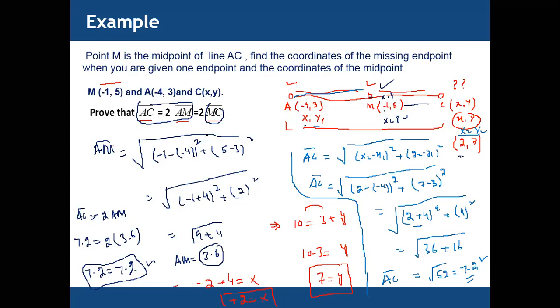Okay. Any question regarding this problem? All clear? Okay. Great. Perfect. Excellent, Farida. So here, Sir, what formula did you use for AM? Distance formula, because it's distance.